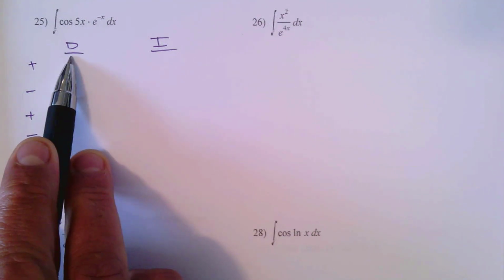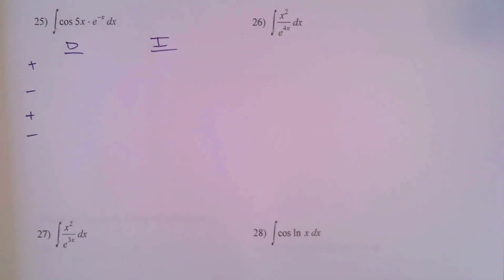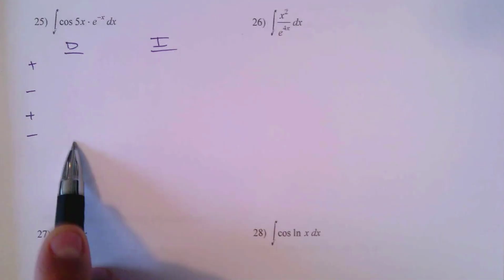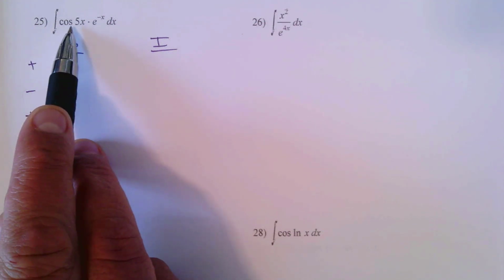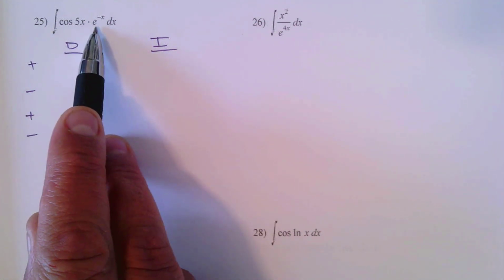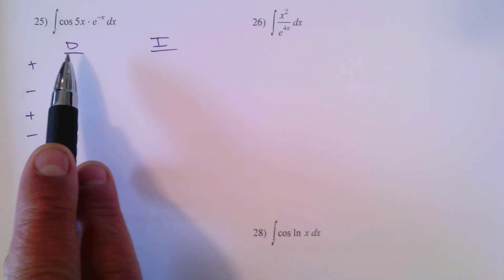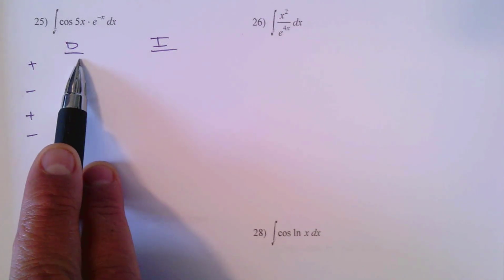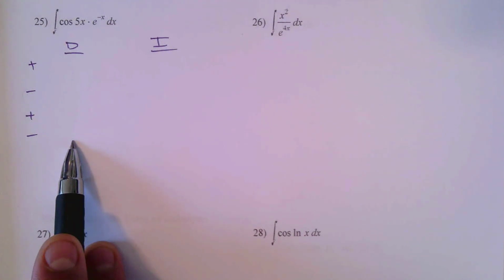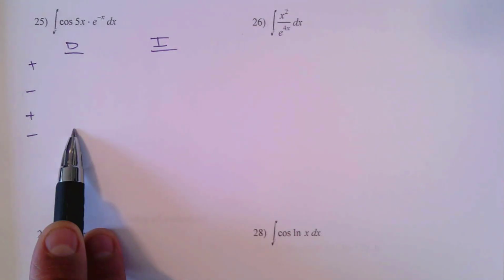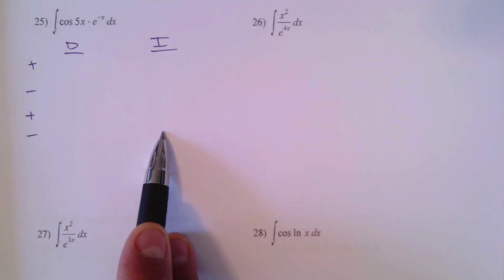Again, the thing that we want d to be is something that's easy to differentiate. The thing that we want I to be is something to integrate. If possible, we want the d to go down to 0. But in this case, you can see that we have cosine and we have an exponential. So whether we differentiate the cosine or we differentiate the exponential, neither of them are going to go down to 0. They're both pretty easy to differentiate. They're both pretty easy to integrate.